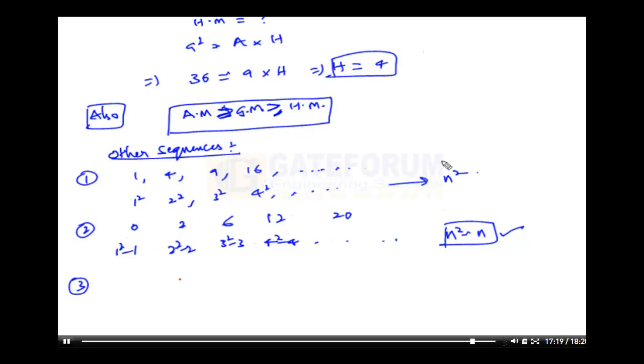Next, third sequence we'll see: 1, 3, 7, 15, 31, and so on. This can be written as 2 minus 1, 2 square minus 1, 2 cube minus 1, 2 power 4 minus 1, 2 power 5 minus 1. Therefore, what is the general property? 2 power n minus 1.